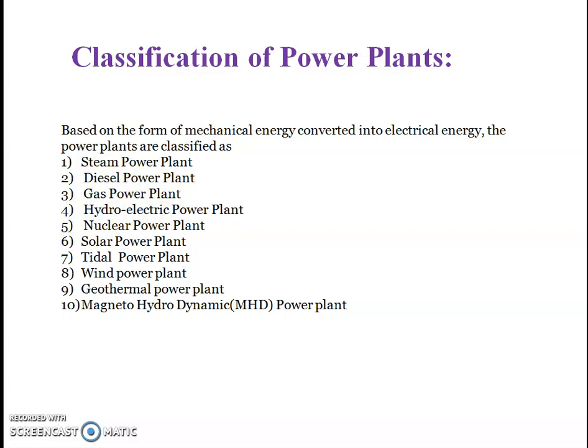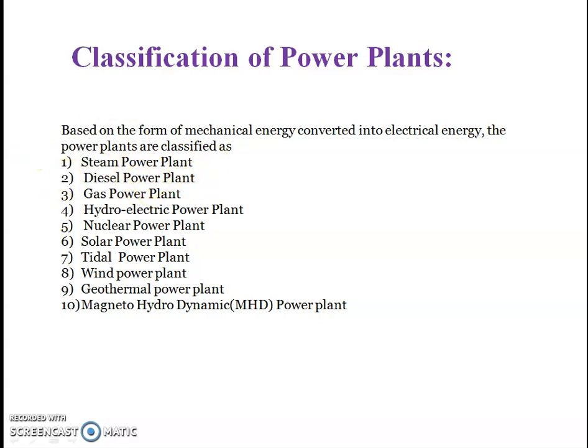Hydroelectric power plants have water stored behind a dam at an elevation. The potential energy of the water is converted into mechanical energy, allowing the water to flow through the turbines. The generators are coupled with the water turbines to generate electrical power.